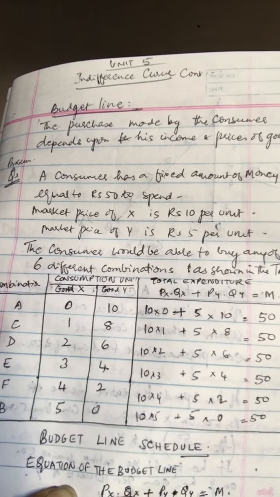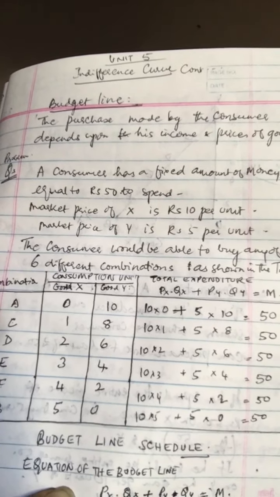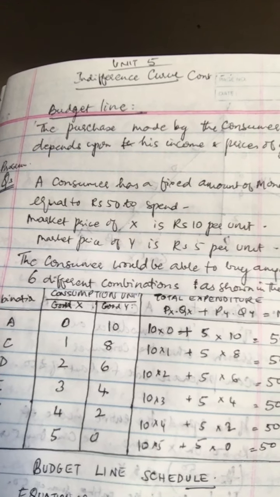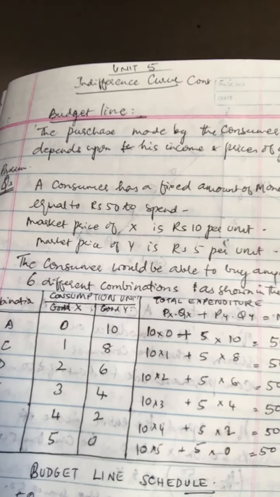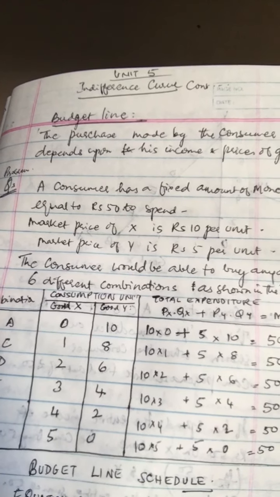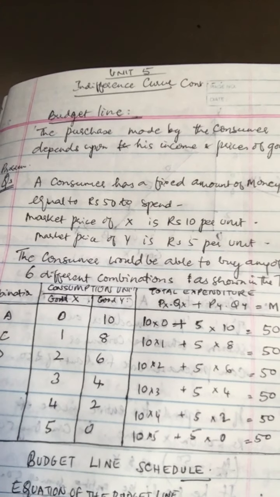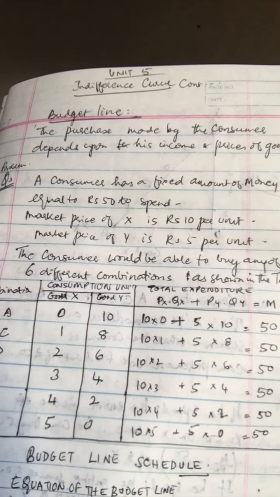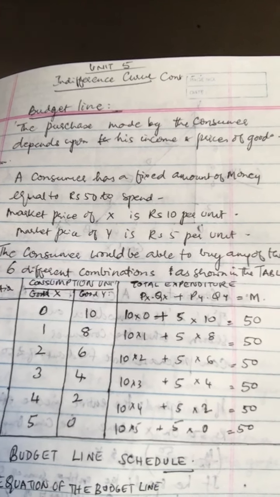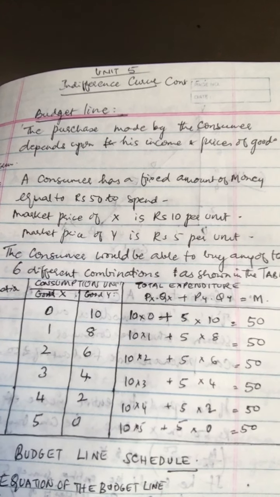So in the given table, you see that this is the schedule of the budget line. The purchase made by the consumer depends on the consumer's income and the prices of goods which he consumes. Thus, income level and prices of goods determine the consumption limits for the consumer. Let us consider a consumer who has only a fixed amount of money equal to rupees 50 to spend. Suppose he spends this money income on two commodities X and Y, whose market prices are rupees 10 per unit and 5 per unit respectively.